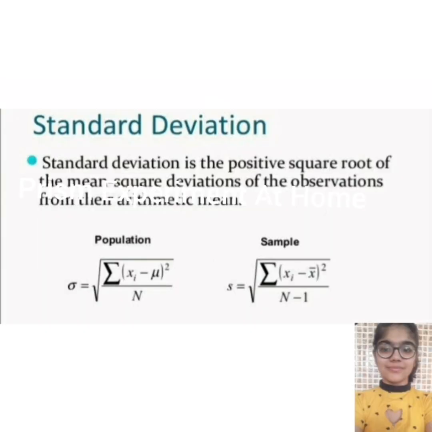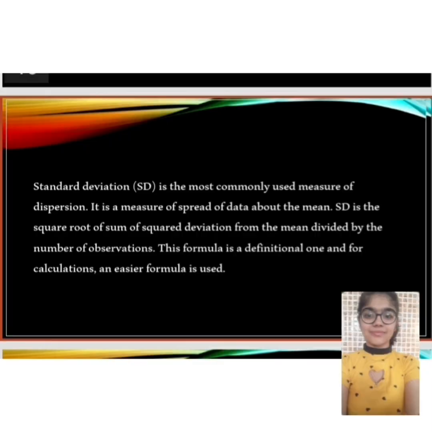Standard deviation is the most commonly used measure of dispersion. It is a measure of spread of data about the mean. Standard deviation is the square root of the sum of squared deviations from the mean divided by the number of observations. It is a mathematical formula, but for calculation an easier formula is used.